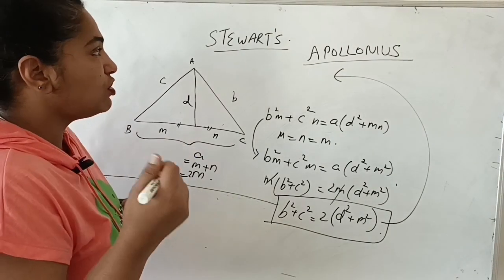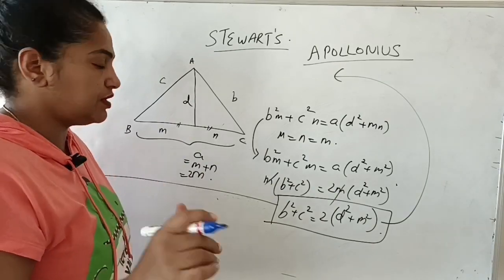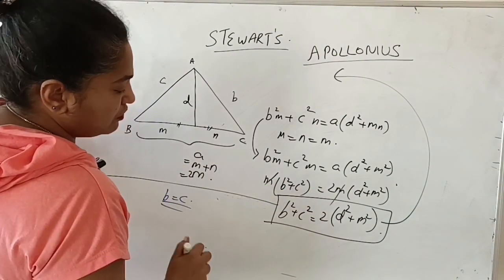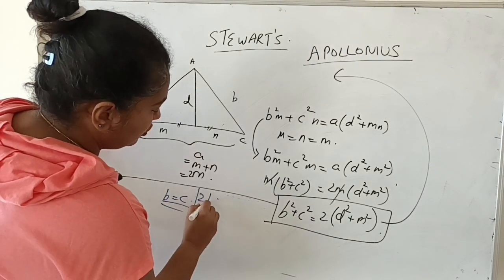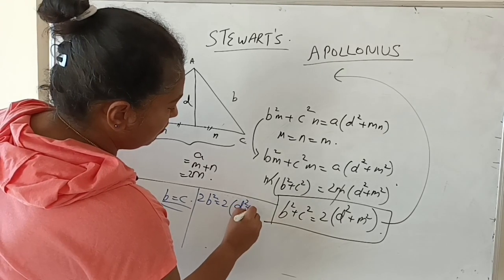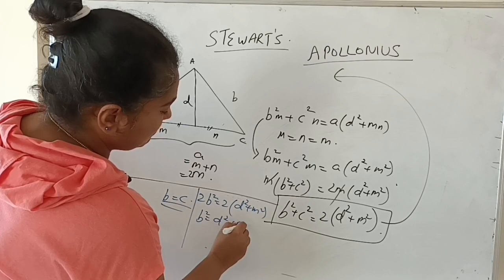Now let us take the case of the triangle when b is equal to c, or we are taking the case of an isosceles triangle. So when b is equal to c, what happens to Stewart's theorem? It will become 2b square is equal to 2 into d square plus m square, or I can say b square is equal to d square plus m square.